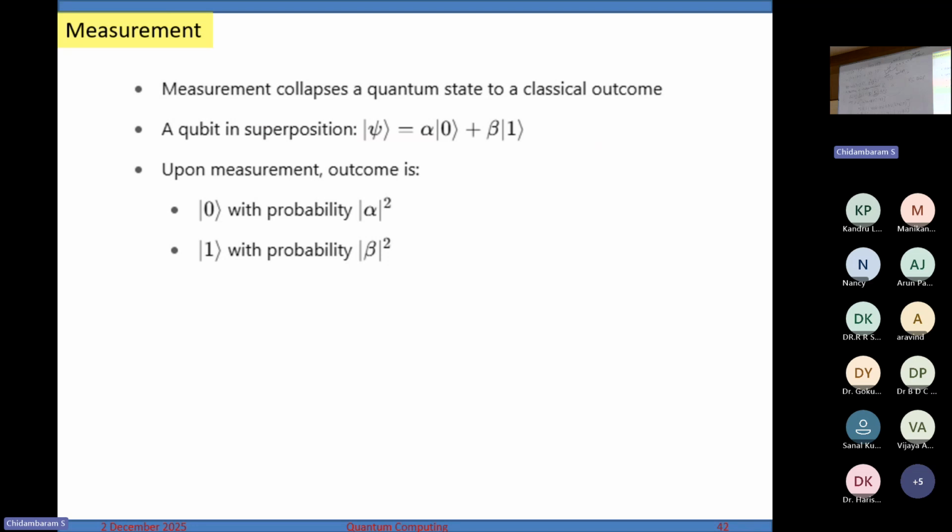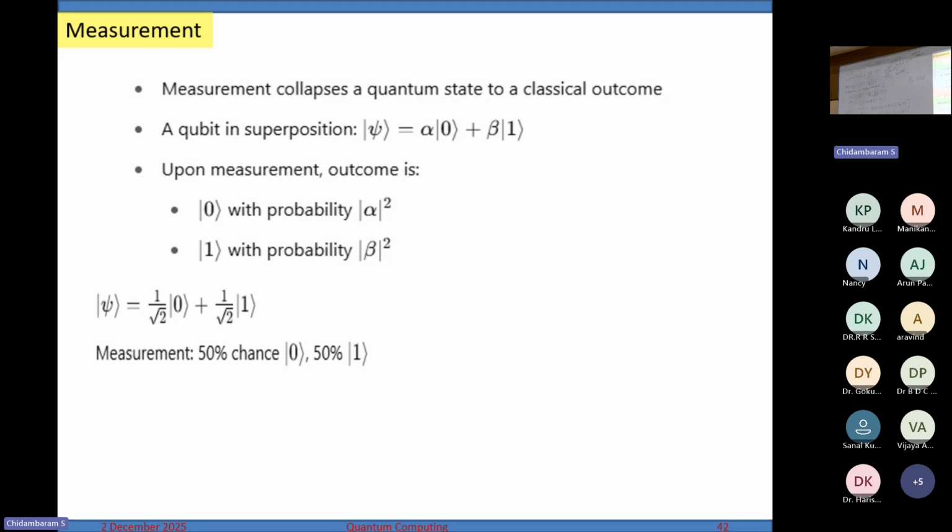Now this point I thought I will discuss because how do you measure in multiple bases? Measurement collapses the quantum state to a classical outcome. This is all we've discussed. So upon measurement, what happens? Whether you will settle into the zero state is decided by alpha square. Whether you will settle into the qubit state of 1 is decided by your beta square. Now imagine I have a qubit which is in the superposition state of both 0 and 1.